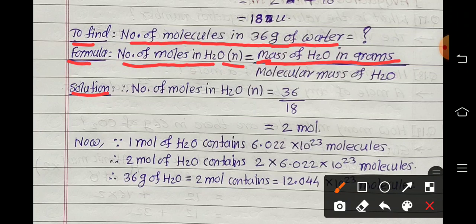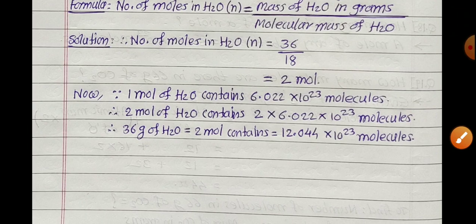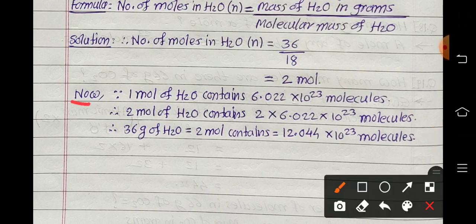Now solution. Therefore, number of moles of water, that is N, is equal to mass of water given in the question, that is 36, divided by molecular mass that we found here, that is 18. So we are getting the answer 2 moles. So number of moles of H2O in the given quantity of 36 gram, that is how many moles? 2 mole. Now we know the standard relation. 1 mole of water contains how many molecules? Avogadro's number, that is 6.022 into 10 raised to 23.